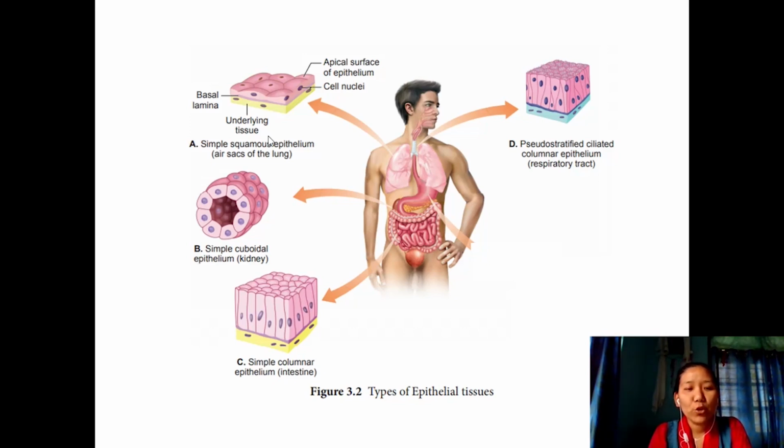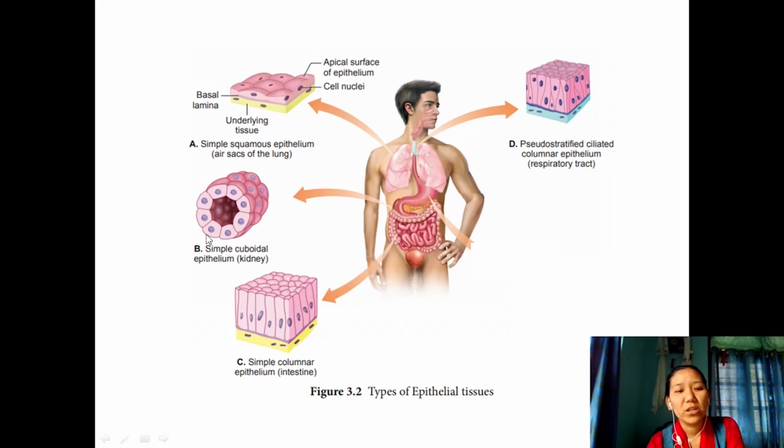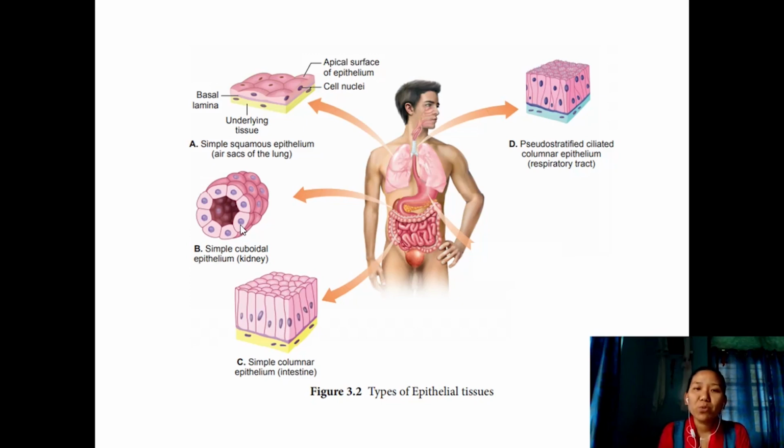Now next is simple cuboidal epithelium. It is single layered and cube-like in shape. Here you can see the structure shown is tubular, so these cells line the tubes. For example, in the kidney, we know that the structural and functional unit of a kidney is the nephron. In the nephron, there are tubes like the PCT, the proximal convoluted tubule, and the DCT, the distal convoluted tubule.